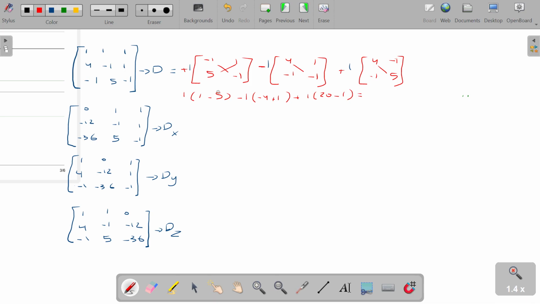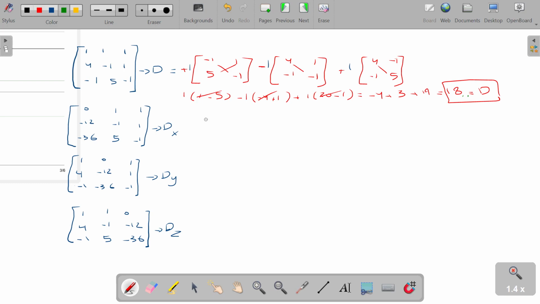So we will have, this is -4 times 1 is -4. This is -3 times -1 is +3. This is 19 times 1 is 19. And when you add them all together, we're going to have 18. So this is the determinant of the first one. We call that D. Let's keep that.